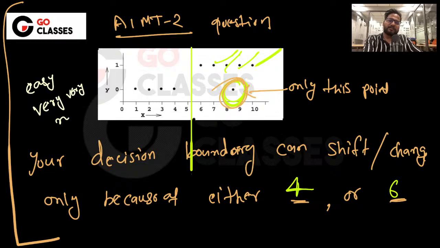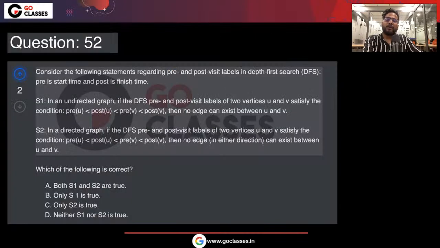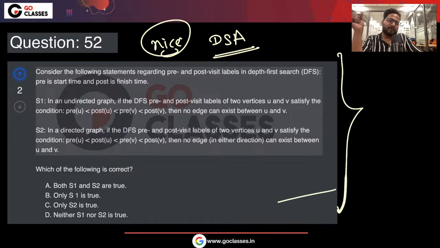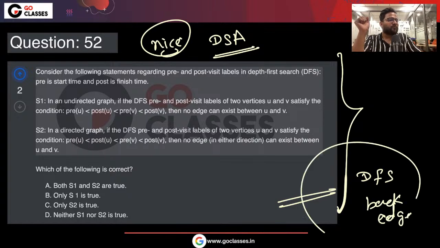Okay, now let's move to the next question. Yes, this question was also a very nice question. This was related to a data structures and algorithms question, a DSA question. Have you noticed that in the last year also they asked a DFS back edge question? So they may ask these kinds of questions.